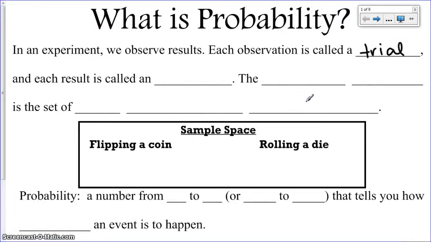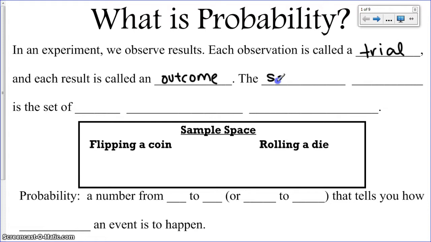We're going to start our unit on probability today, and so today's lesson is really just a review of some of the vocabulary and basics about probability. So let's get started. In an experiment, we observe results, and each observation is called a trial, and each result is called an outcome.